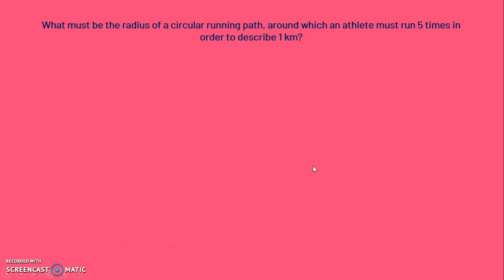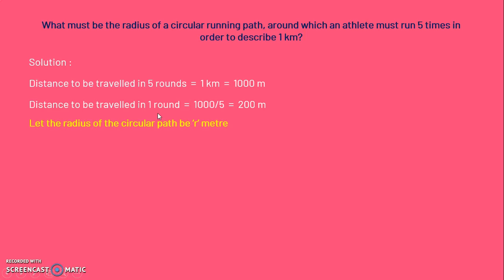Your third problem is: what must be the radius of a circular running path around which an athlete must run 5 times in order to describe 1 kilometer? That is, the athlete is going to run 5 times around the circular path to cover a distance of about 1 kilometer. So the distance traveled in 5 rounds is 1 kilometer, that is 1000 meters. In 5 rounds the athlete covers 1000 meters, so in one round he will cover 1000 divided by 5, which is equal to 200 meters.